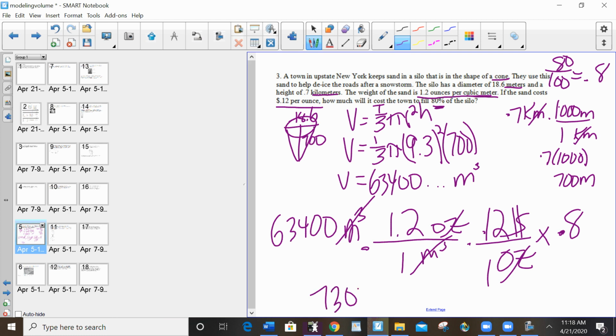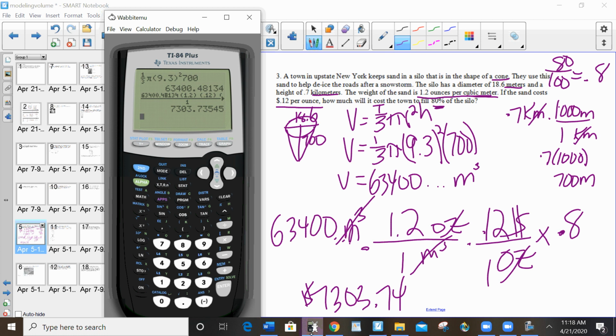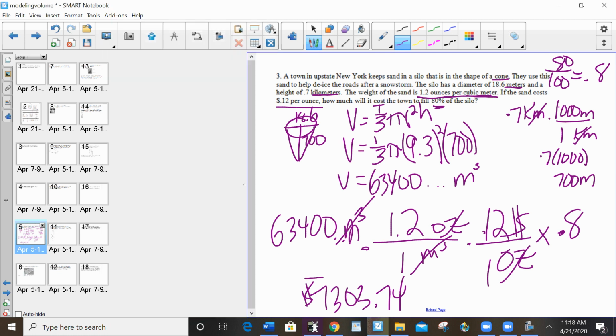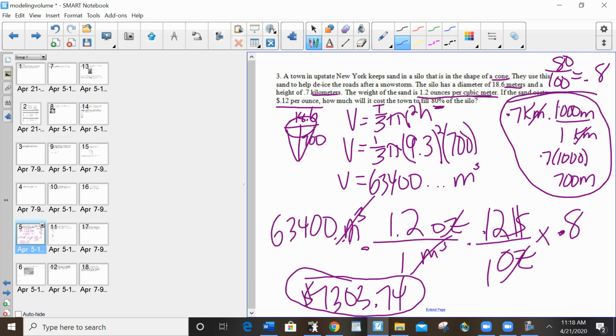One thing I want to point out, which I should have done, which I didn't do, make sure there's a dot, dot, dot here. I'm not multiplying by 63,400. I'm multiplying by 63,400.48134. You need to have all that there because it will change your answer. And that's it. What did we do? We started by converting to make sure the units were all the same and what they wanted them to be. I found the volume using the volume formula. I then used unit analysis.